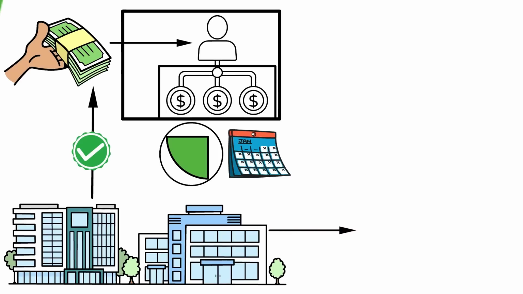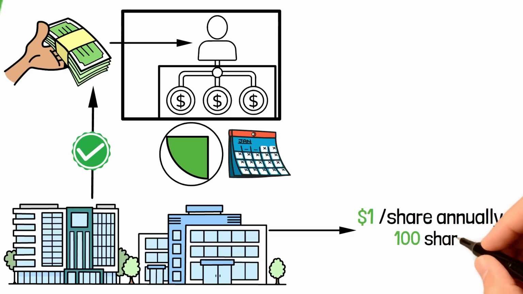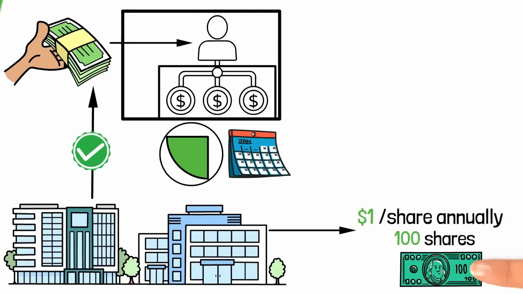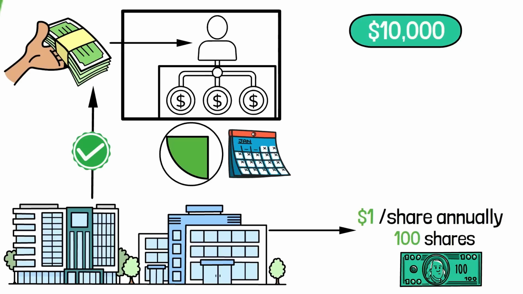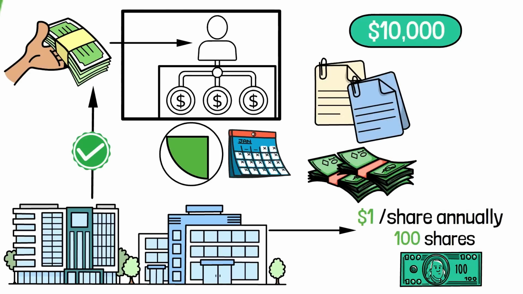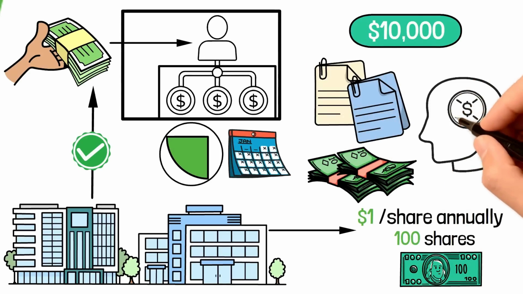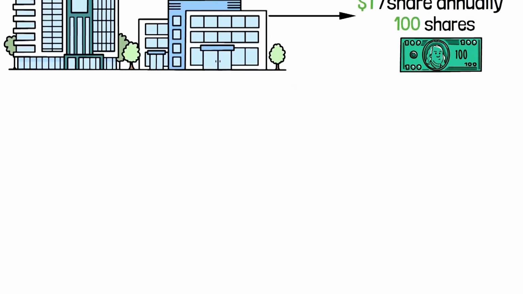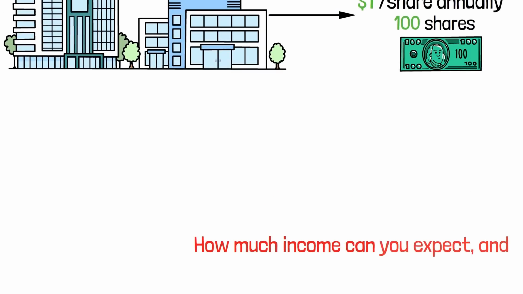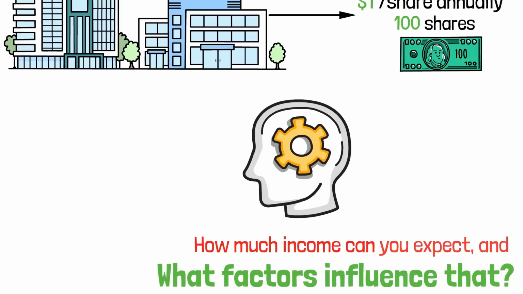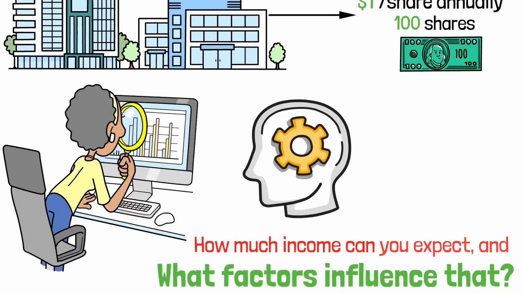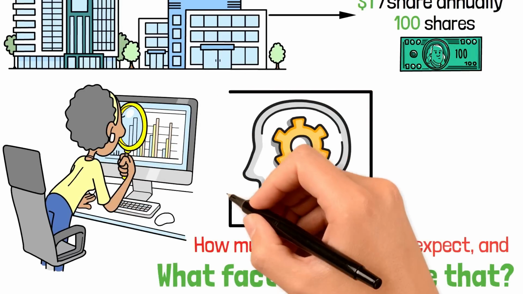For example, a company might pay $1 per share annually, so if you own 100 shares, you'd receive $100 a year in dividends. With $10,000 to invest, your goal is to buy shares of dividend-paying companies to generate as much income as possible. But how much income can you expect, and what factors influence that? The answer depends on your strategy, the stocks you choose, and how you manage your portfolio over time.